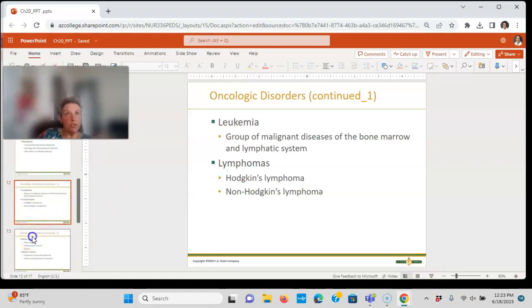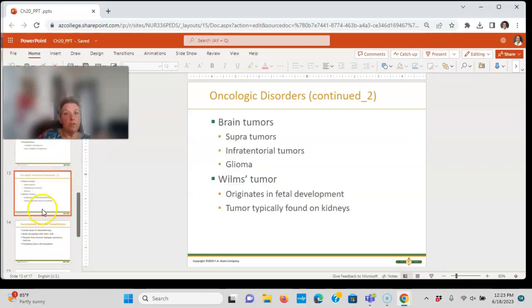Brain tumors. So it depends where they are. A solid tumor. Medulloblastoma starts in the cerebellum. Could spread to the spinal cord, spinal fluid, obstructive hydrocephalus.